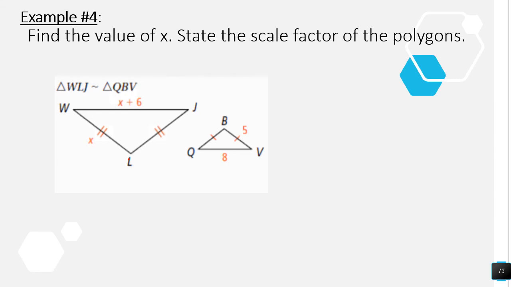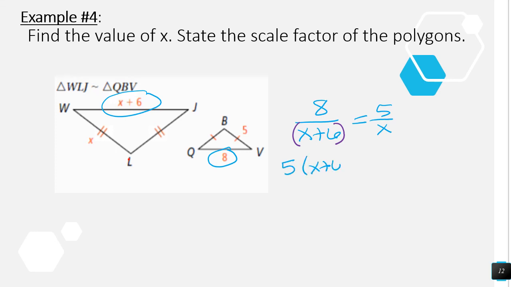The biggest thing here for solving for X is that you're consistent. If you put 8 over X plus 6, this is going to equal 5 over X. I'm going to highly encourage anytime you have a binomial that you put that in parentheses, so when you cross multiply, you remember to distribute. So if I take 5 times (X plus 6) equals 8X, I distribute my 5X plus 30 equals 8X.